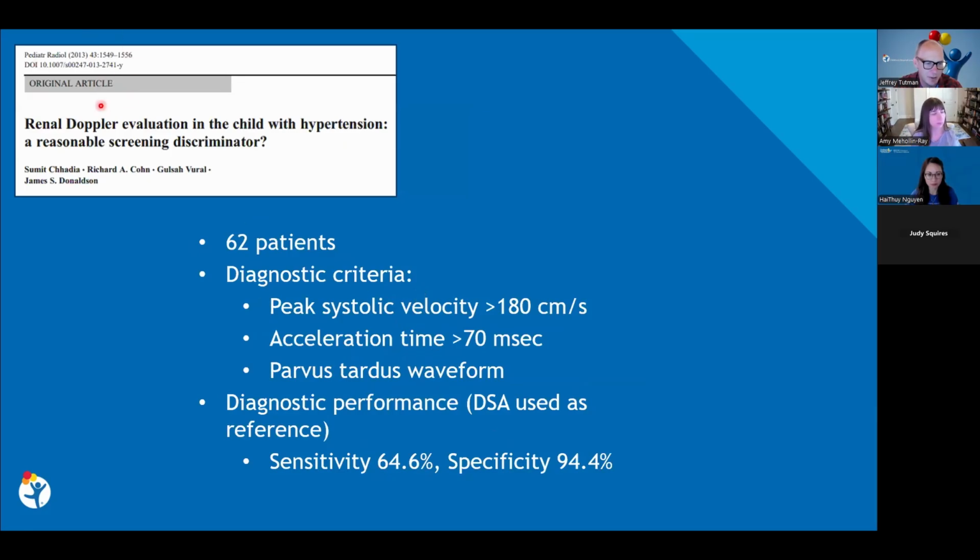This one came out in 2013, with a little bit larger patient population. They used more broad diagnostic criteria: velocity of 180, acceleration time of greater than 70, and parvus tardus waveforms. This one had a little bit lower sensitivity, but higher specificity than the prior study.